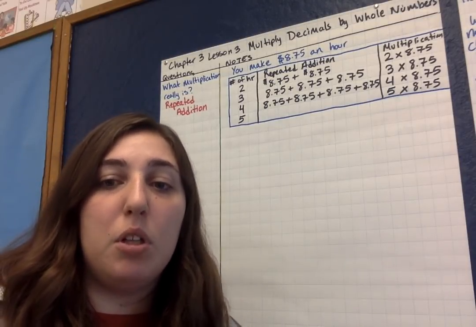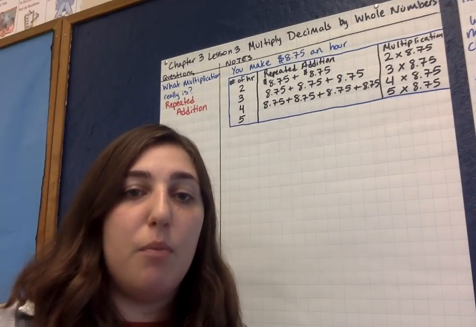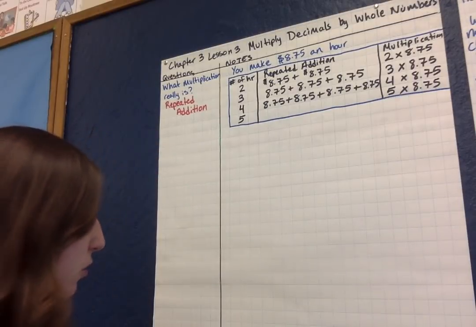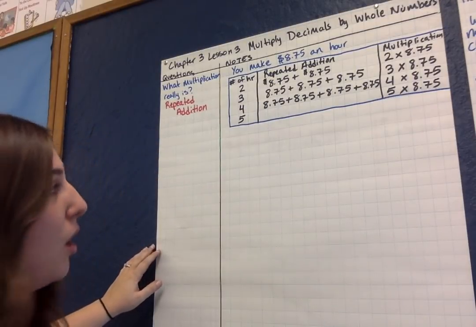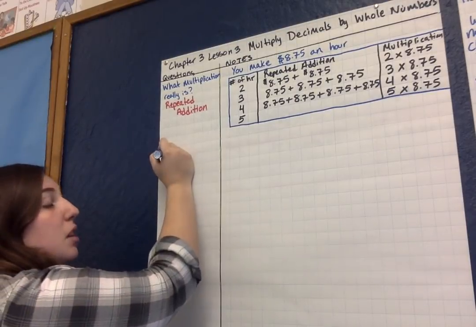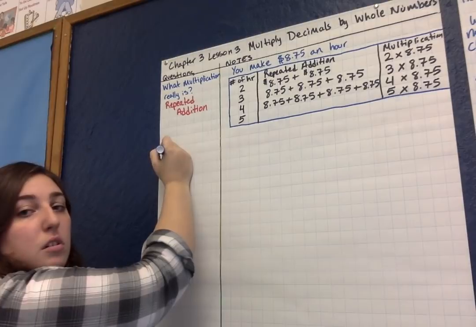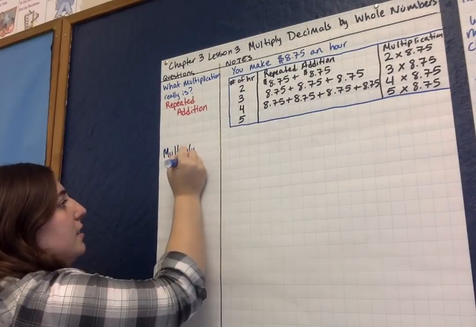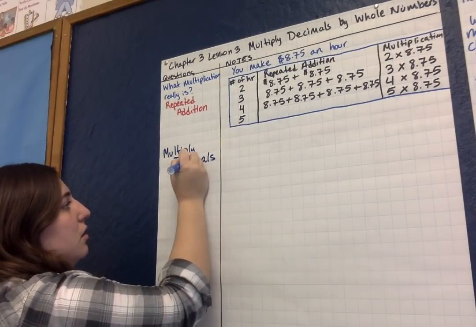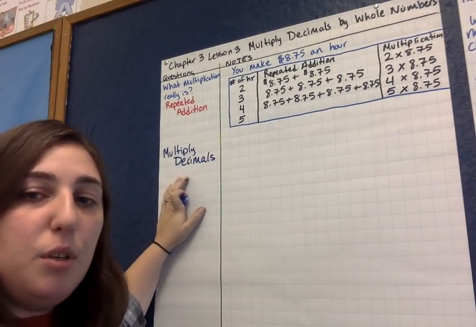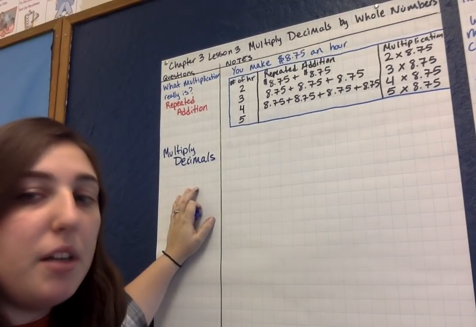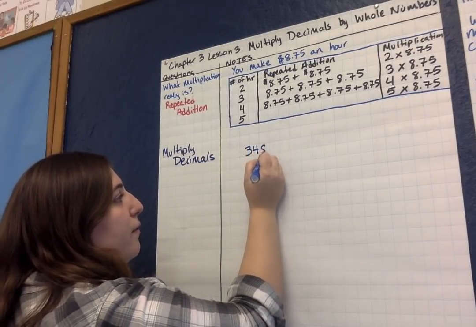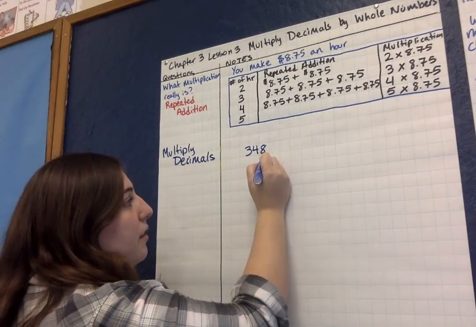Now that we understand what multiplication is, it will help us when we're trying to multiply decimals by whole numbers, which is our learning target. So, in the questions column, we're going to write our next question, or our main idea, which is multiply decimals. Okay, so we're going to start multiplying decimals. The first multiplication I want us to do is going to be 348 times 4.